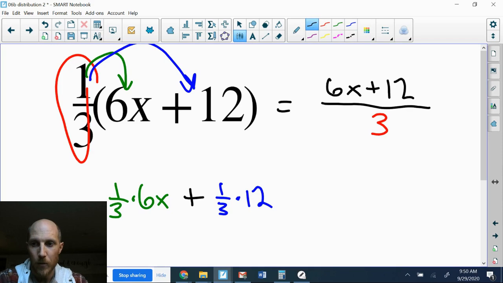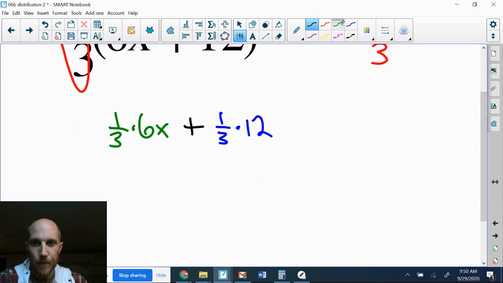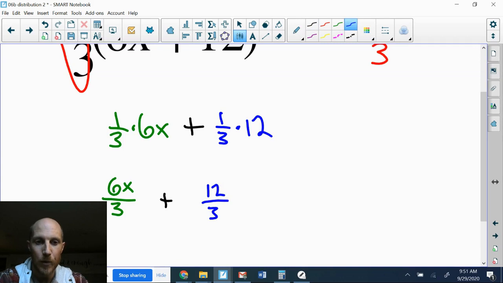Okay, and then when I multiply fractions, the 6x is going to go right onto the top. So 6x multiplied by 1 is going to give me a 6x on the top. I'll just show every possible little step. And then for the blue one, the 12 is going to multiply onto the top. So I'm going to get 12 in the numerator. 12 times 1 is 12. The denominator of 3 stays put.